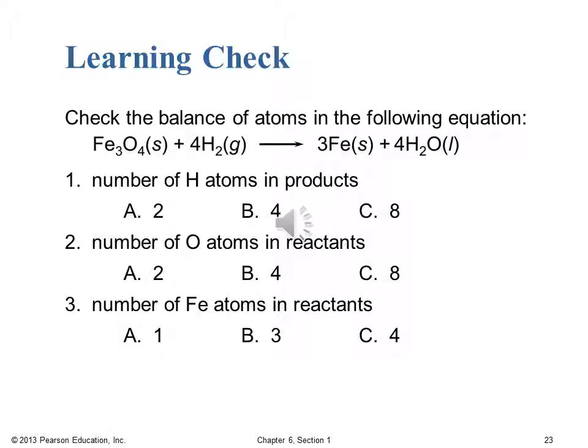Oftentimes, when you just see no coefficients for anybody, or if I use the term unbalanced, and I usually try to highlight that, then you'll know you're dealing with an unbalanced reaction. So go ahead, pause the video here, and figure out the number of atoms in the reactants or products as asked.